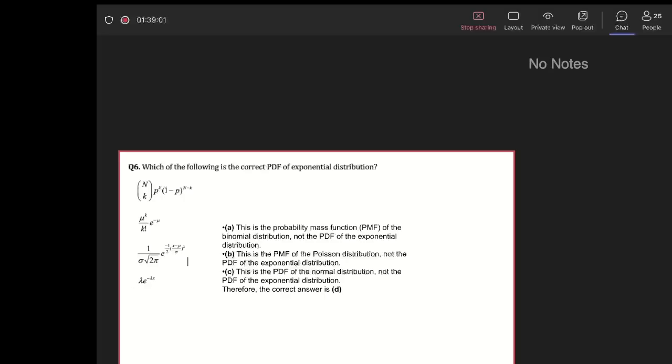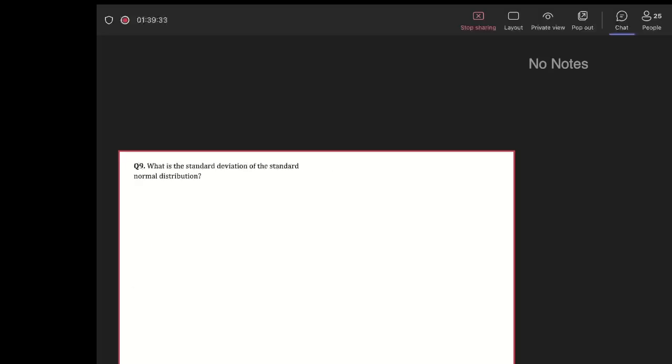And option C is for a normal distribution, so it's not correct. But exponential distribution means this e power term should be there, so it's a constant into e to the power minus lambda x, the constant, same constant both the places. So that is the PDF of exponential distribution. So the correct answer is option D. So this was a simple question, so I just discussed it directly. And this is also another simple question.